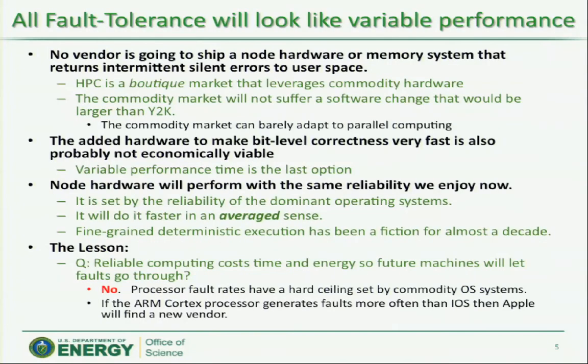And my conjecture is that all fault tolerance is going to look something like variable performance. So we are a boutique programming environment people group. They can't cater to us. We have to basically ride on the back of a much larger commodity market. And in the commodity market, if you think, the previous context for this was soft errors.